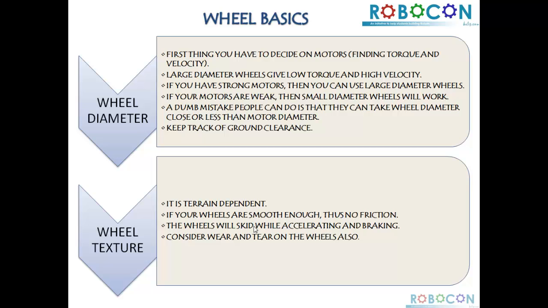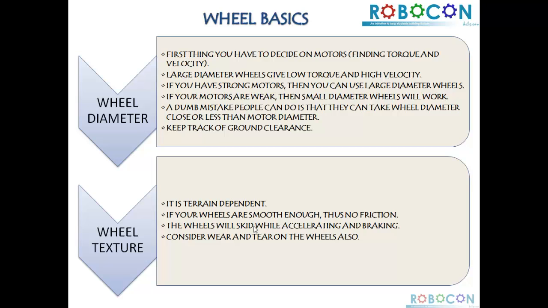A dumb mistake which people can make is to take a wheel diameter close to or less than the diameter of the motor. Suppose you take a wheel diameter which is almost equal to or lesser than the diameter of the motor. It is obviously not going to work. Keep track of ground clearance in your mind whenever you are making your wheeled robot. So the wheel diameter must be kept in mind while making a wheeled robot.